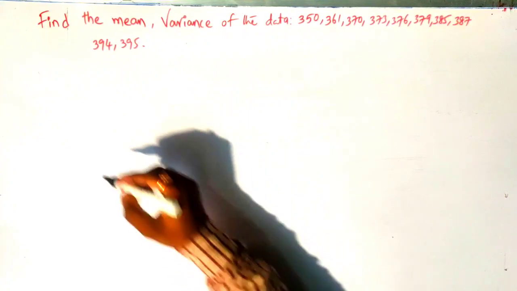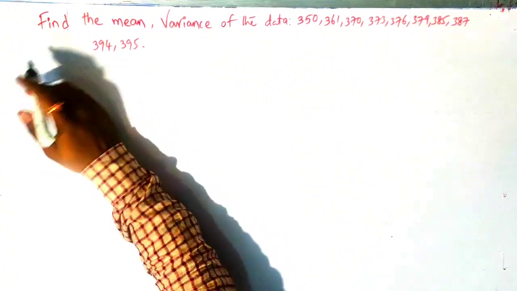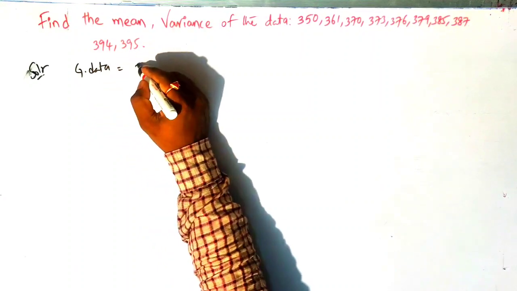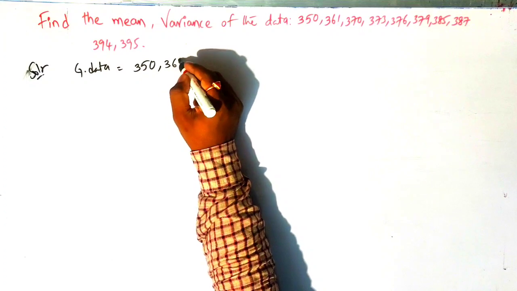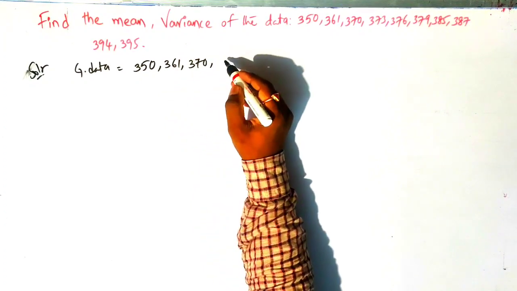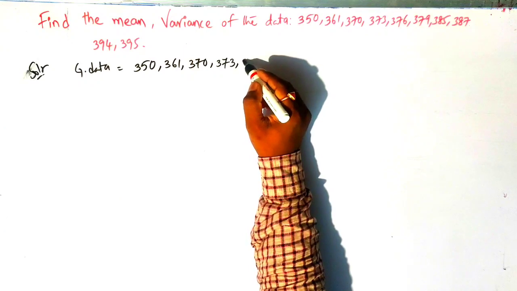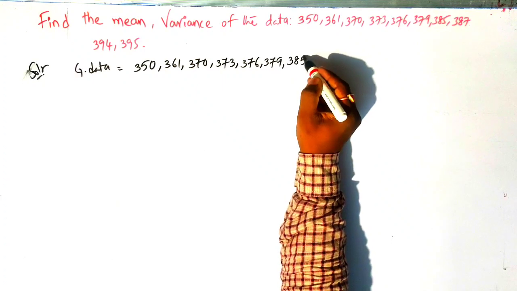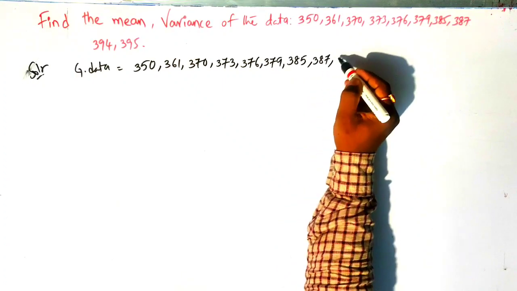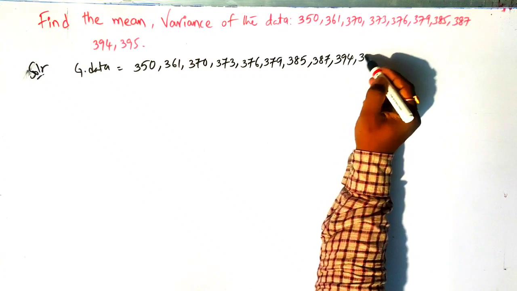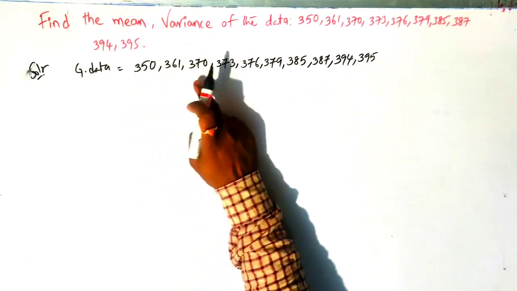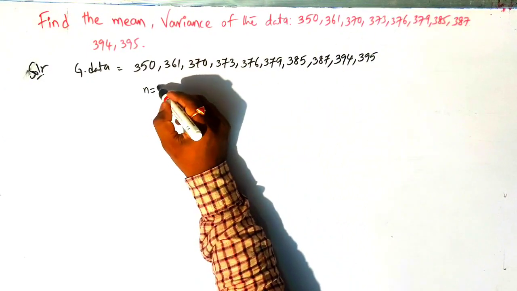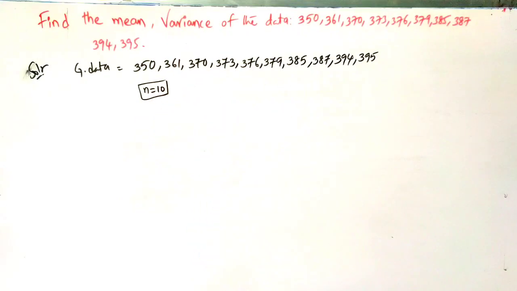Next question. Find the mean and variance of the data. So see here, given data we write first of all: 350, 361, 370, 373, 376, 379, 385, 387, 394, 395. So 1, 2, 3, 4, 5, 6, 7, 8, 9, 10. So n equals 10 we write now. So the number of observations given here is 10.